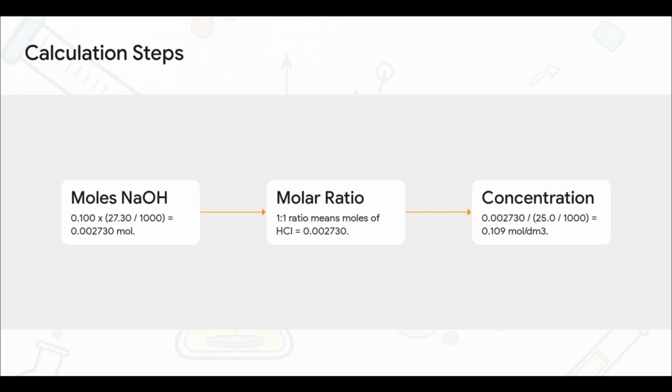Step 2, apply our molar ratio from the balanced equation. And this brilliantly illustrates why that 1-to-1 ratio we spotted earlier is so vital. Because the ratio is 1-to-1, the moles of our unknown HCl are exactly the same, 0.002730 moles. Finally, step 3, calculate the concentration of HCl by dividing those moles by the acid's original volume, which was 25.0 centimeters cubed. Dividing that volume by 1,000 gives us a final concentration of 0.109 moles per decimeter cubed.